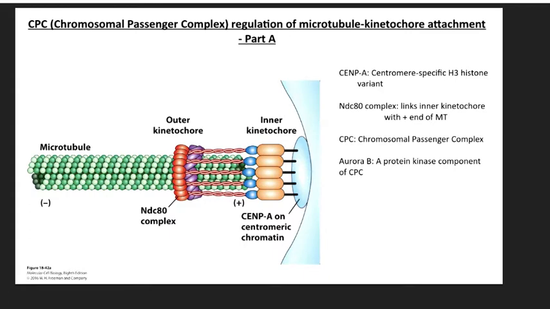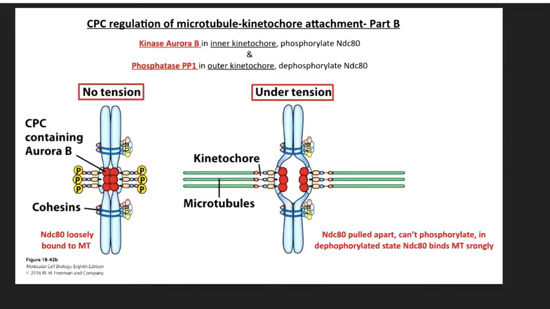we just saw the structure that NDC-AT complex basically forms a sleeve-like structure and links the inner kinetochore with the plus end of the microtubule. And in this case, we discussed about what happens when these sister chromatids are under no tension versus tension.